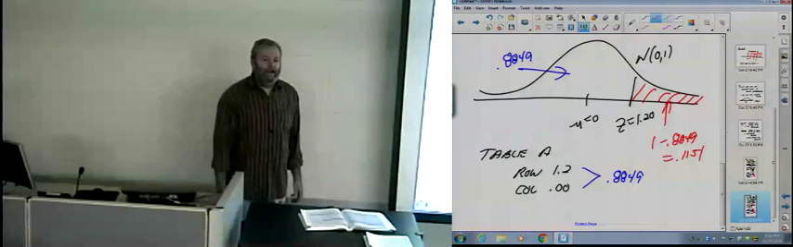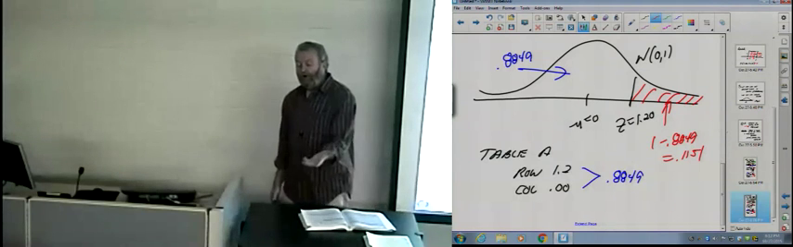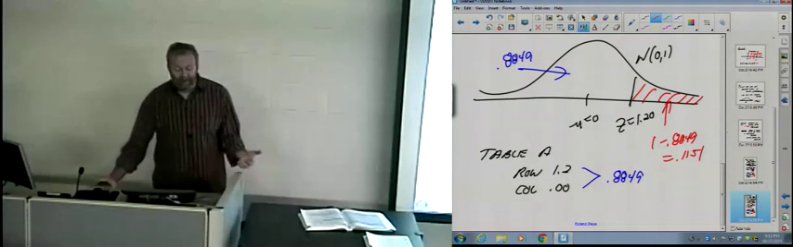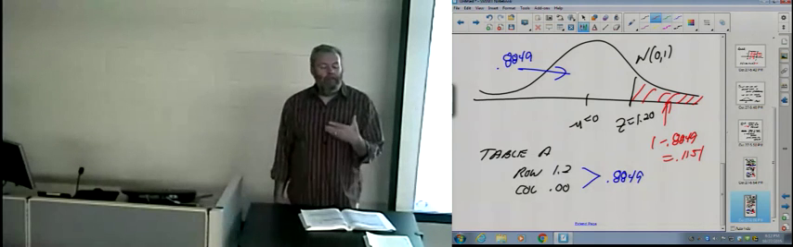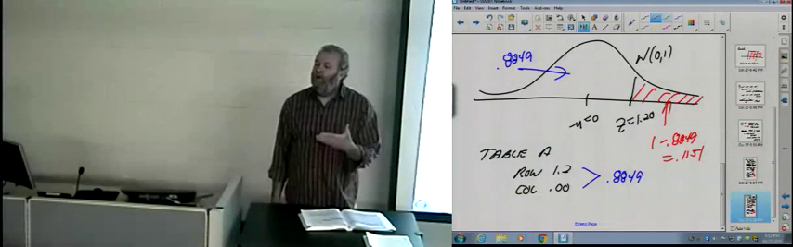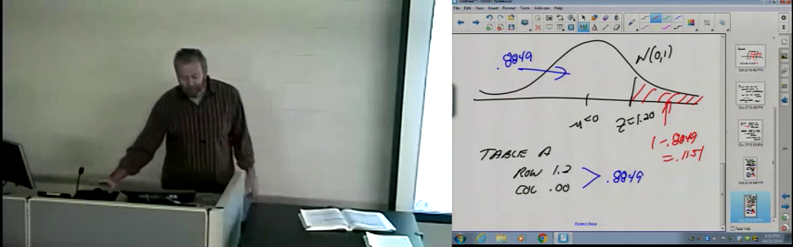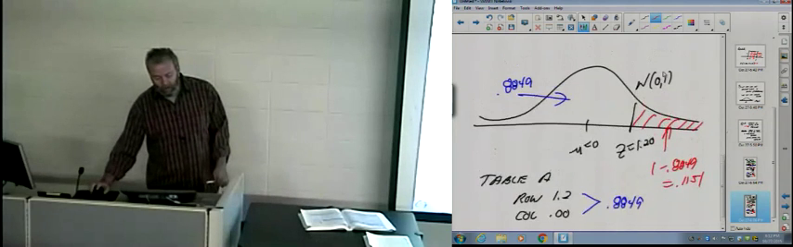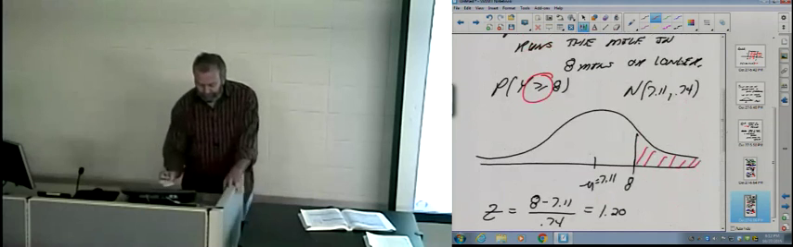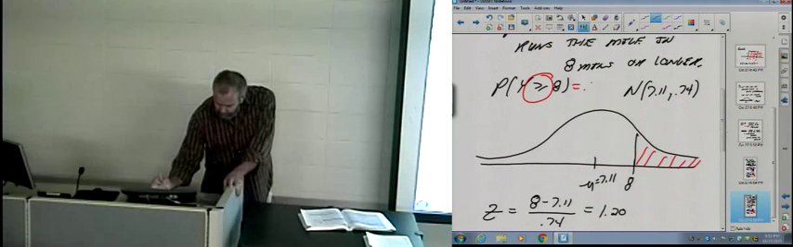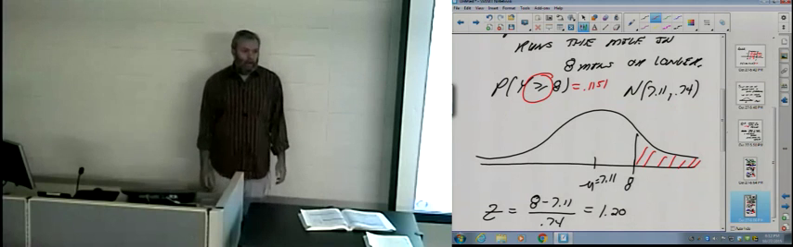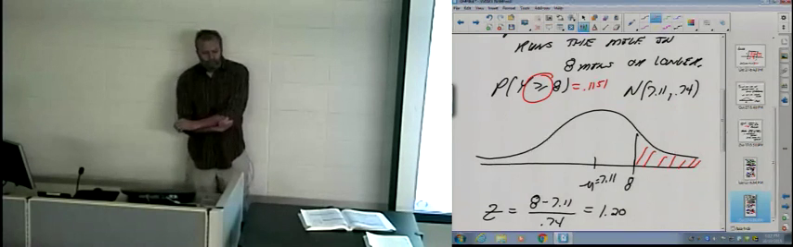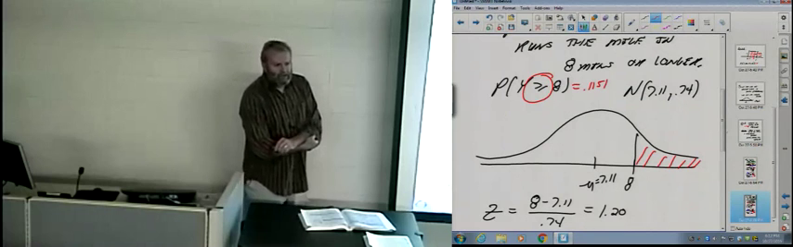If that's the area to the right of 8, then the probability that the student you chose at random ran the mile in 8 minutes or longer, that's your number. It's 0.1151. Okay?